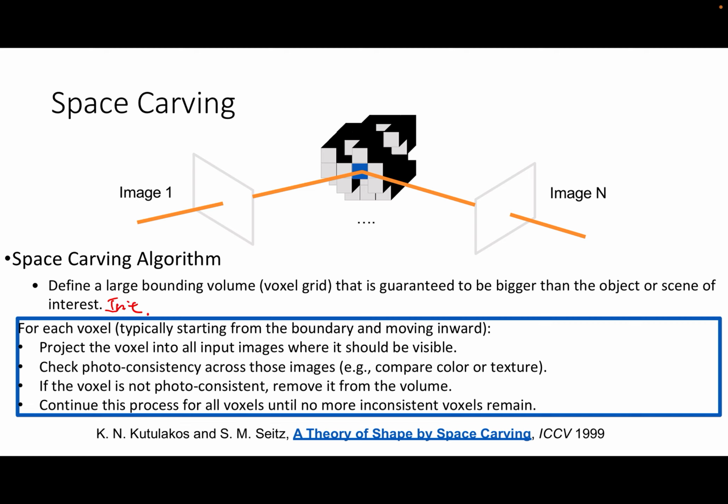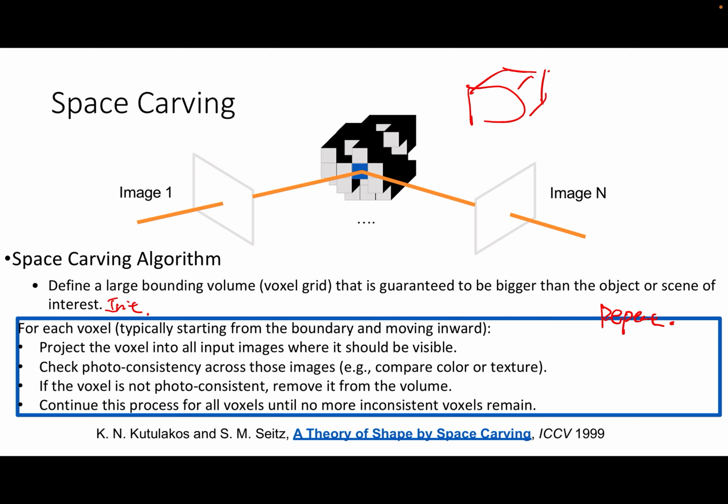Define a large bounding volume, a voxel grid that is guaranteed to be bigger than the object or scene of interest. At first, we do not know the exact 3D shape of the object. So let's just begin with some large bounding volume. A bounding volume is like this kind of cubic shape that is guaranteed to be bigger than the object or scene of interest. And we keep repeating this.